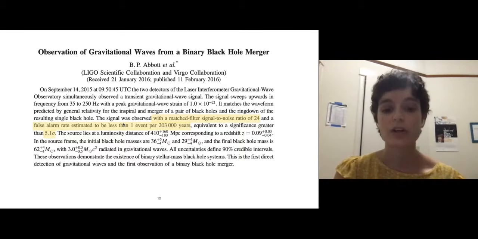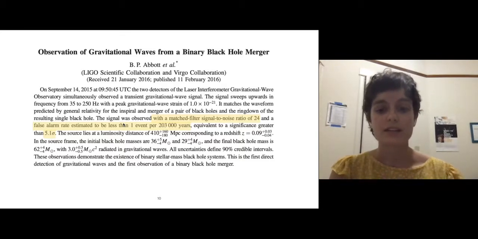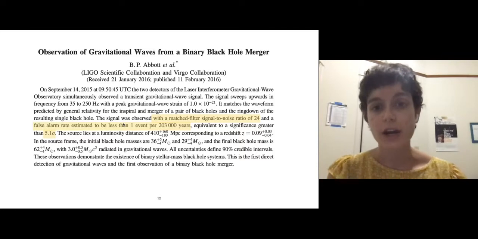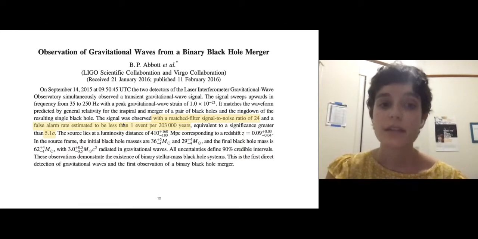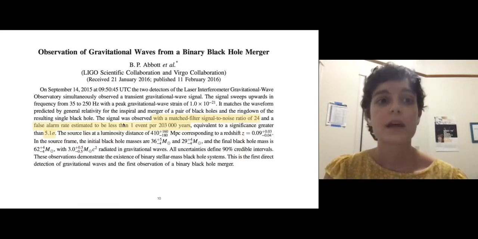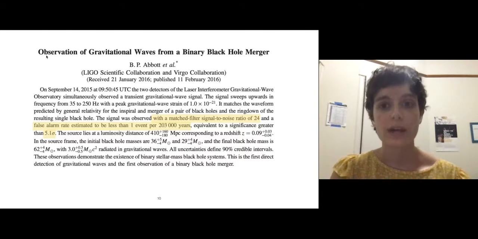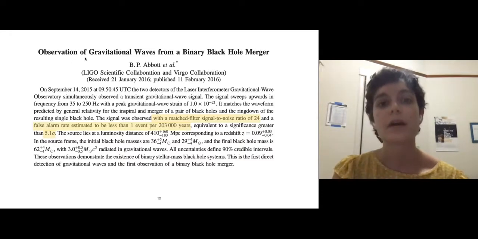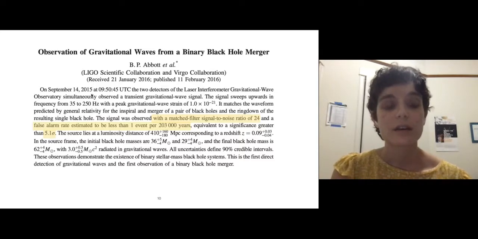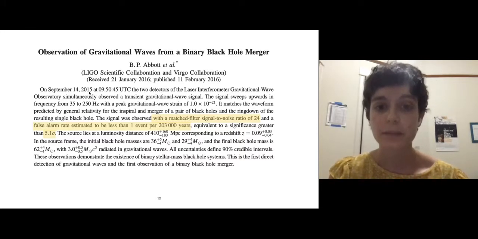Yeah, so you heard that chirp against the rumble of the background noise, and that chirp is the kind of signal that we are looking for in this very noisy data. So here I'm just showing the abstract from the paper announcing the first ever observation of gravitational waves. This paper came out in 2016, and it reported on this source that was detected in September of 2015.